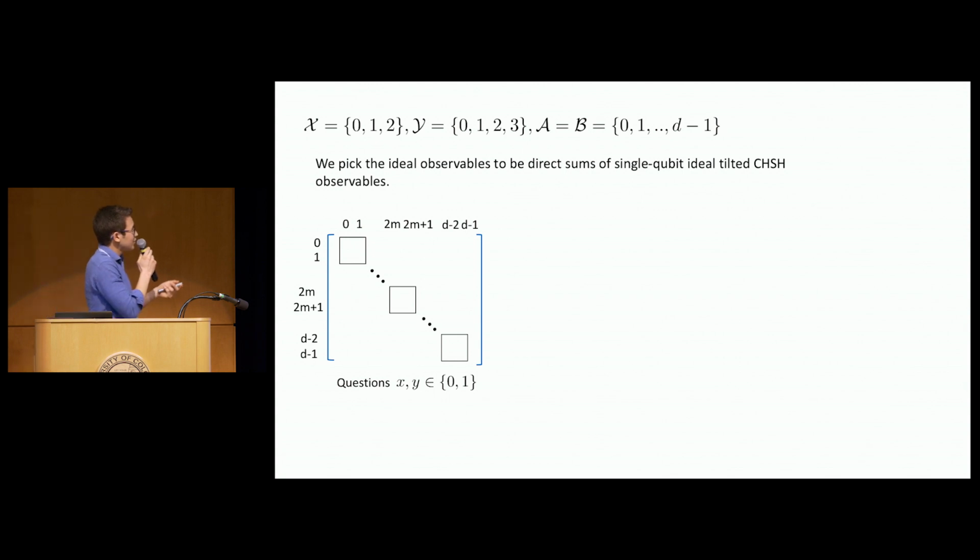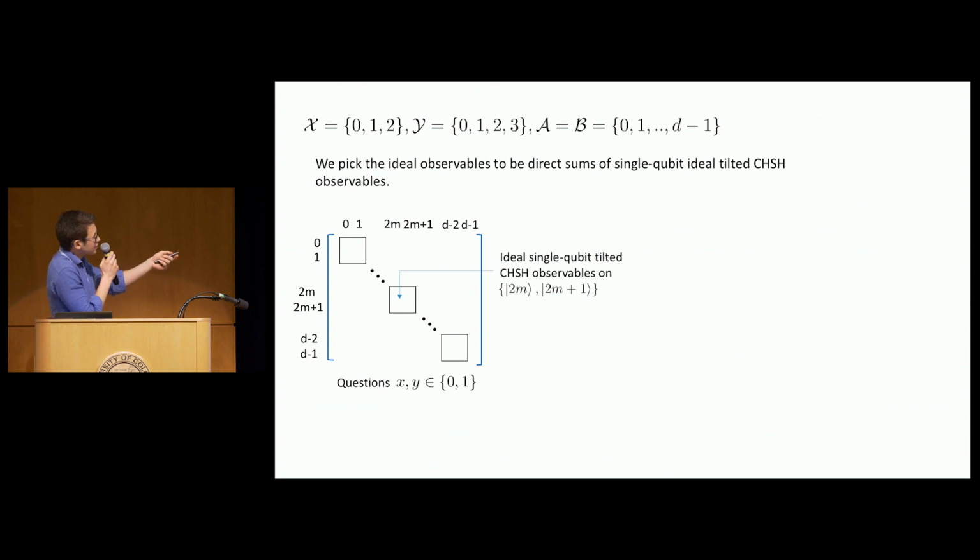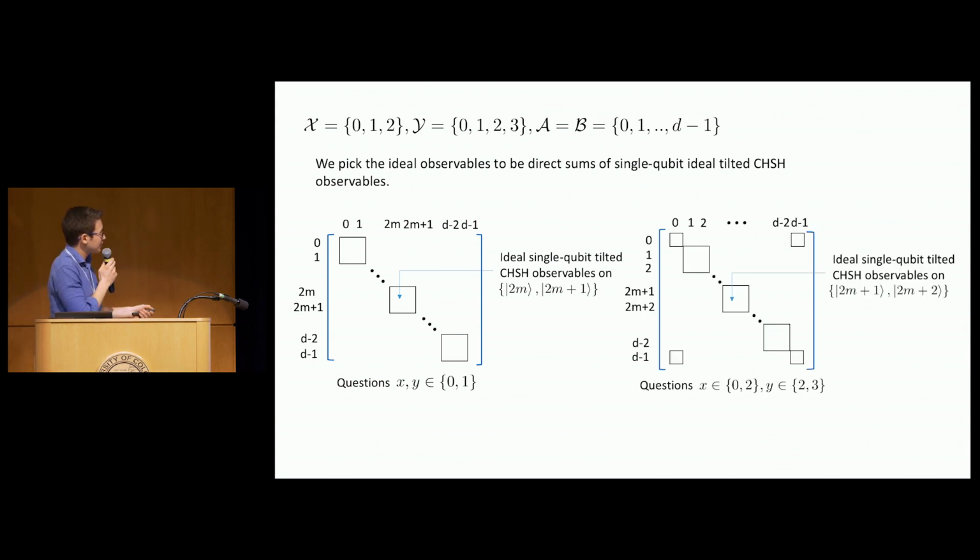They are block diagonal with 2 by 2 blocks. Each 2 by 2 block contains ideal single qubit tilted CHSH observables on the computational basis elements 2m and 2m plus 1. Each of these tilted CHSHs has a different ratio, which is determined by the Schmidt coefficients Ci of the state that we want to self-test. So this is for one subset of questions.